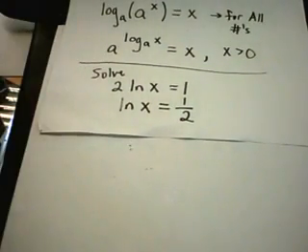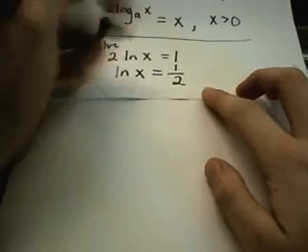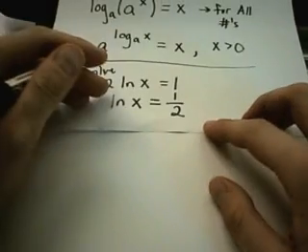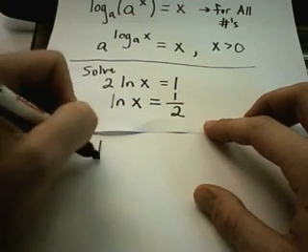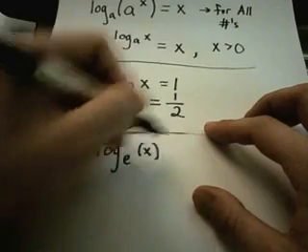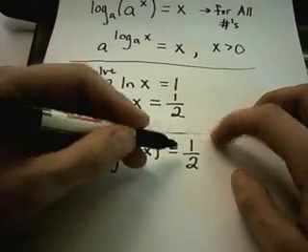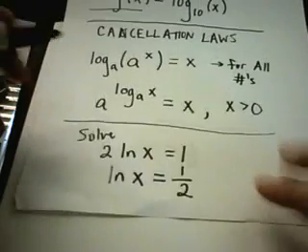And again, here's where I'm going to use this property. This is where we're going to use this property. Well, first off, I'm just going to rewrite the natural logarithm as log base e of x. So again, log base e of x is equivalent to 1/2.